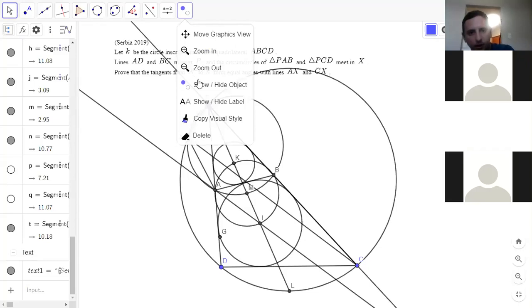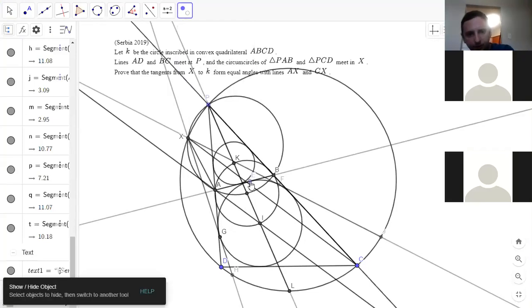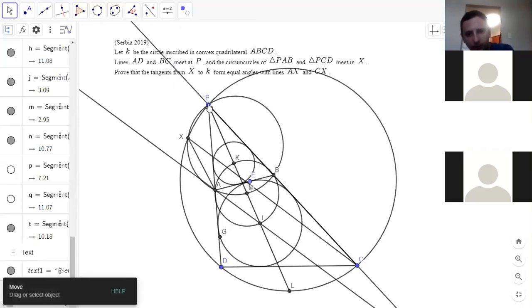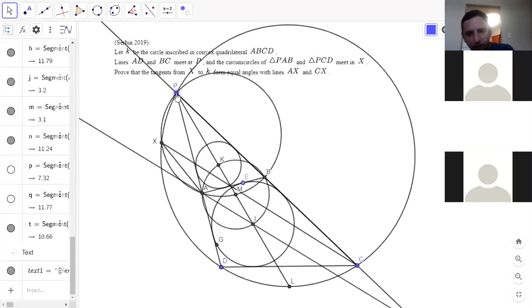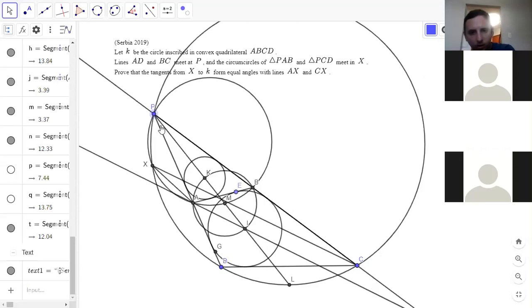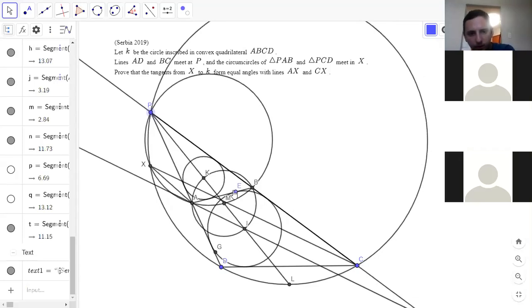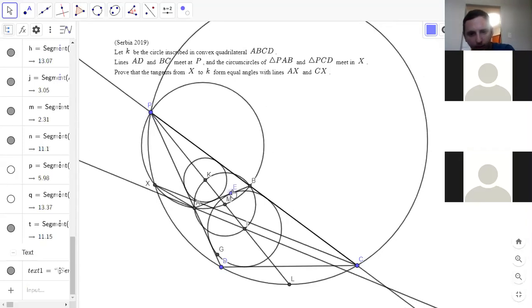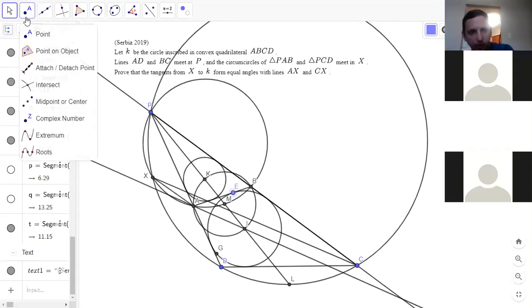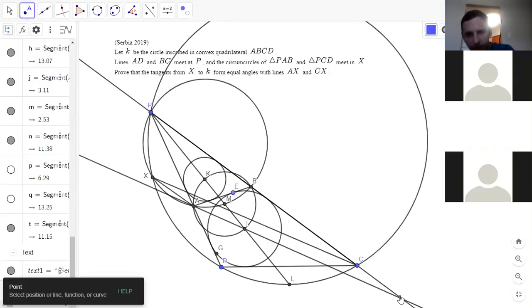Let me unhide point E. I'm just trying to make this look nicer. I want to be able to see this intersection. It's hard to draw, but I move E, there we go. So moving E helps. And what did I want to do? I want to show that PXAN is cyclic.